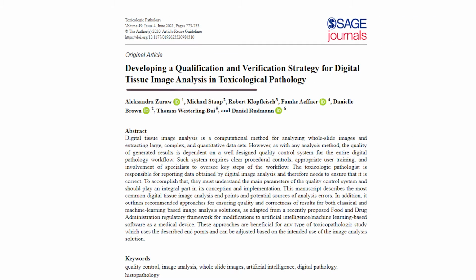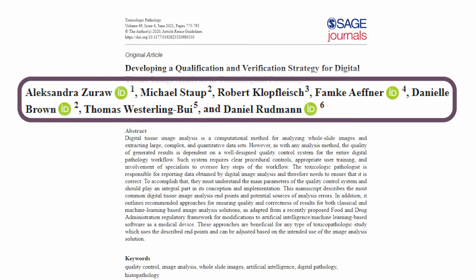So I saw this at Charles River and at different places, that people were developing this workflow that we did at my previous company. So we decided to publish a paper on this, and here's the paper as proof. We published Developing Qualification and Verification Strategy for Digital Tissue Image Analysis in Toxicological Pathology. Tom is on this paper. I'm the first author, with colleagues from across the industry and academia.